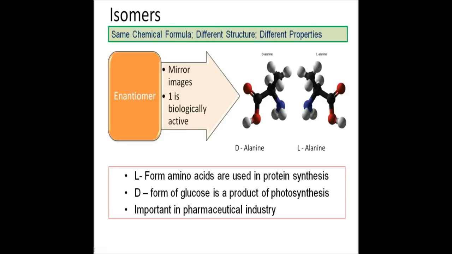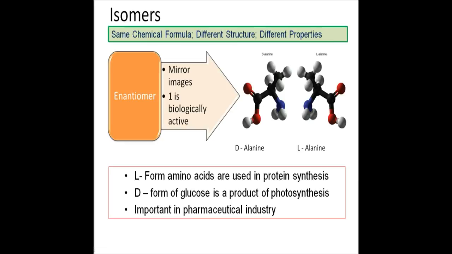The third kind of isomer are enantiomers. These are chemicals that form mirror images of each other. They still have the same chemical formula, but they have a different structure and completely different properties. The same elements are there in exactly the same number. It's just that the way they're attached around the central carbon is slightly different to form a mirror image of each other.